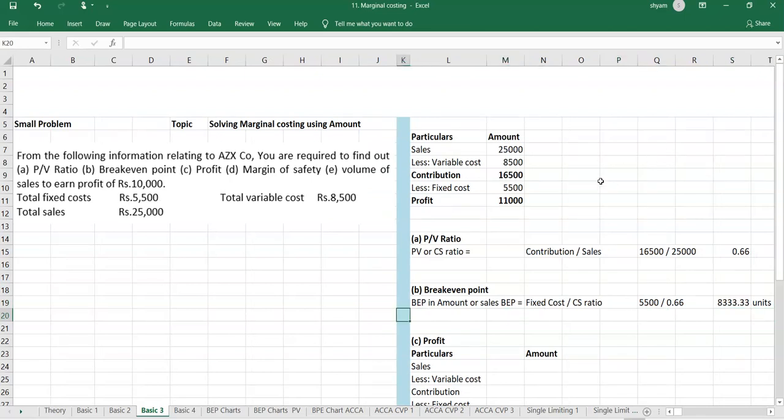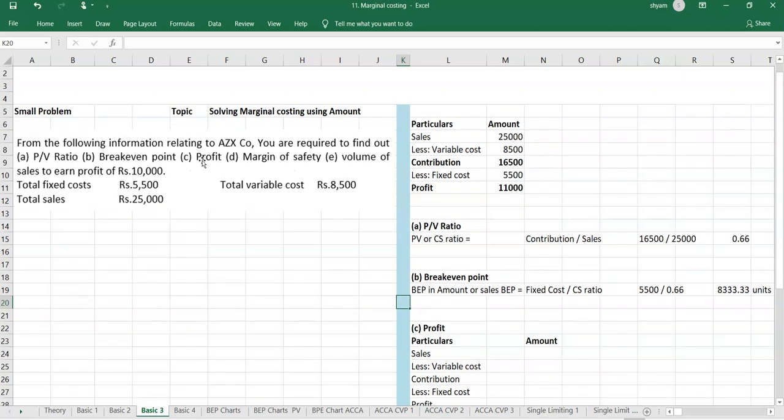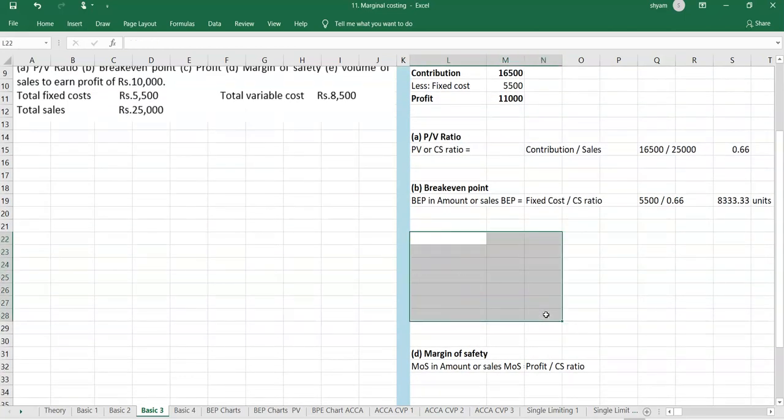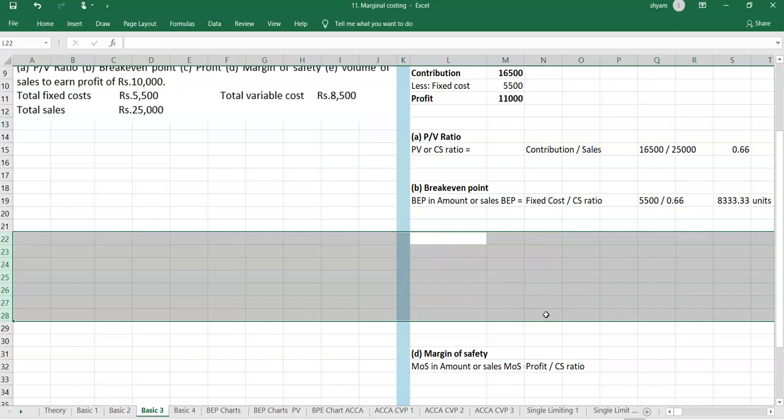The next question is, what is the profit? I think we have found profit already. We found it here, so we don't need to do it separately. We started with profit only, so we'll skip that.